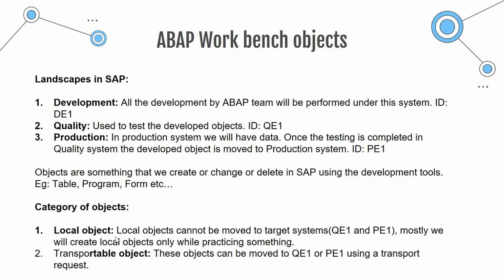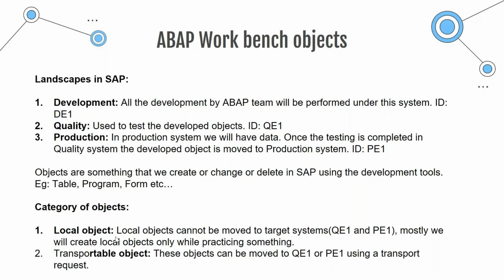So most of your business requirements should be saved as a transportable object. In a transportable object, there is a concept of transport request. Because of that transport request, you can move the change to development, quality, production. So that's a basic difference between your local and transportable.